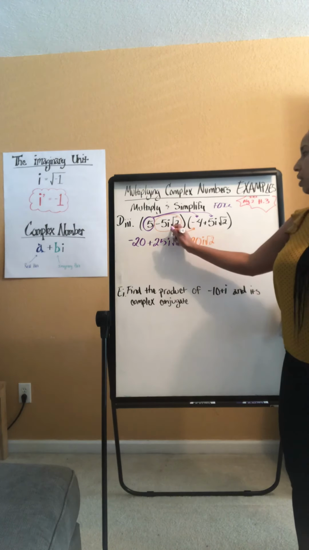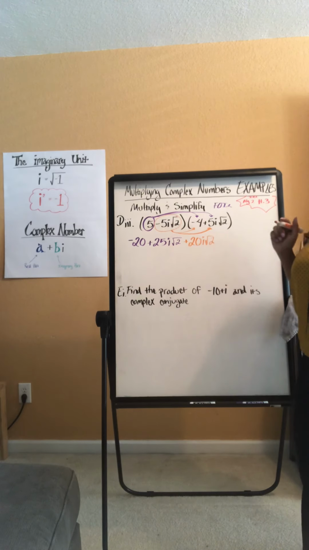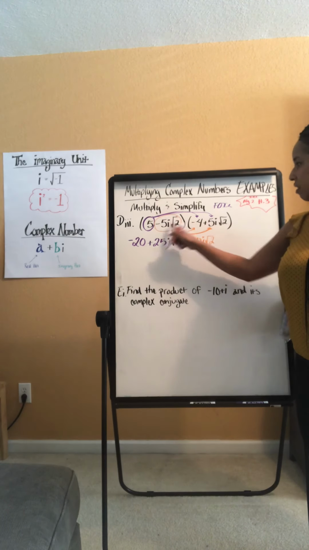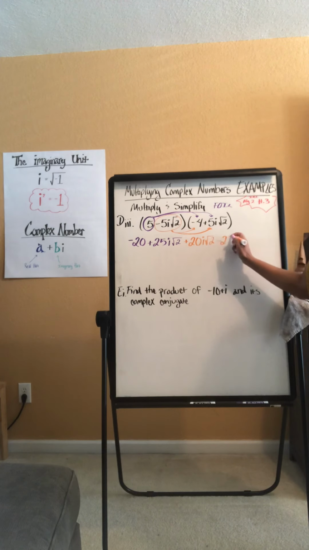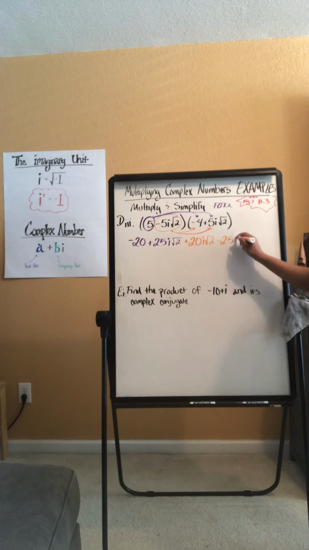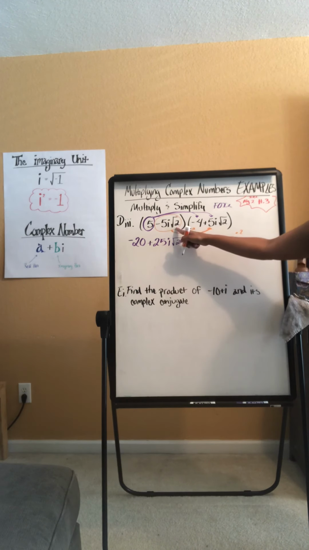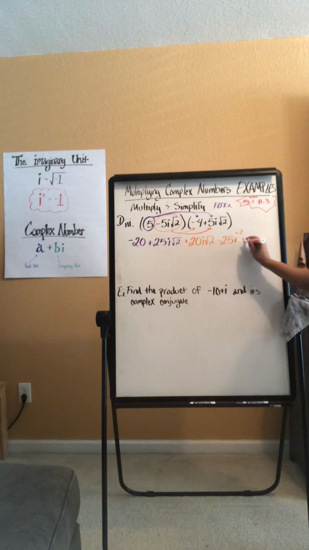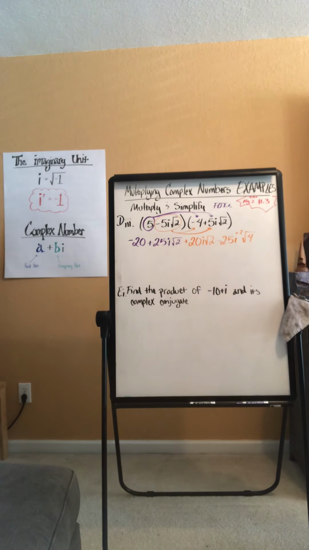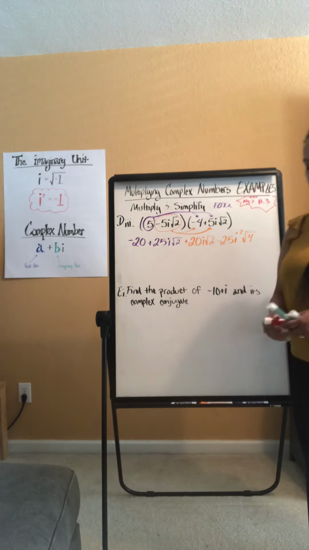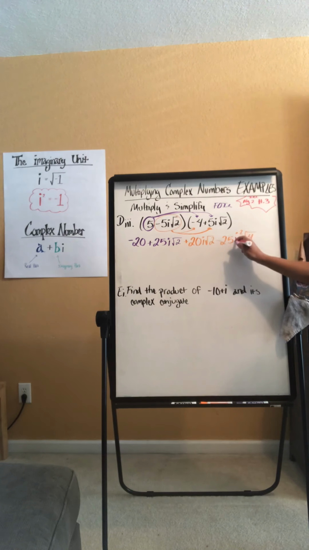All right, -5i and the square root of 2 times a +5i and the square root of 2. Well, the -5 times the +5 gives me a -25. The i times the i gives me i squared. And the square root of 2 times the square root of 2 will give me the square root of 4. Definitely some simplifying we need to do here. I know that i squared is actually a -1, yes? And I know that the square root of 4 is actually the number 2.